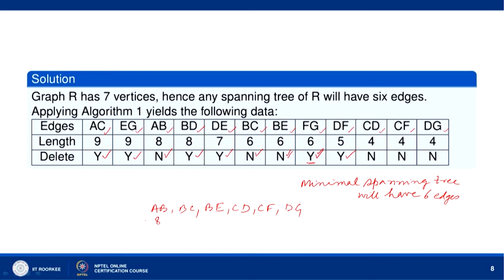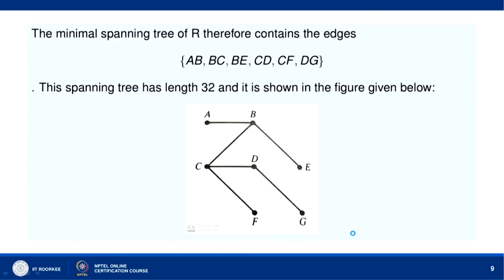AB is labeled with 8, BC with 6, BE with 6 again, CD with 4, CF with 4, and DG with 4. Okay. So, 8 plus 6 that is 14, plus 6 that is 20, 20 plus 12. So, this is the total length sum, equal to 32: 8 plus 6 plus 6 plus 4 plus 4 plus 4. So, the minimal spanning tree has these 6 edges and its total length sum is 32, and the minimal spanning tree is the following figure.